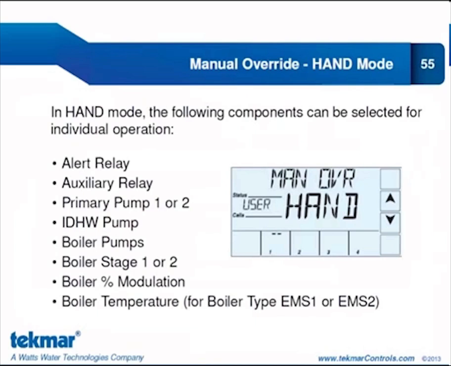So we can specify we want boiler stage 1 or stage 2. We can also specify a percent modulation for our modulating boilers. And we can even specify a boiler temperature if we have a boiler type EMS 1 or EMS 2. So this has a lot of flexibility. We can operate individual pieces of equipment separately to really isolate problems if they do exist in the system.